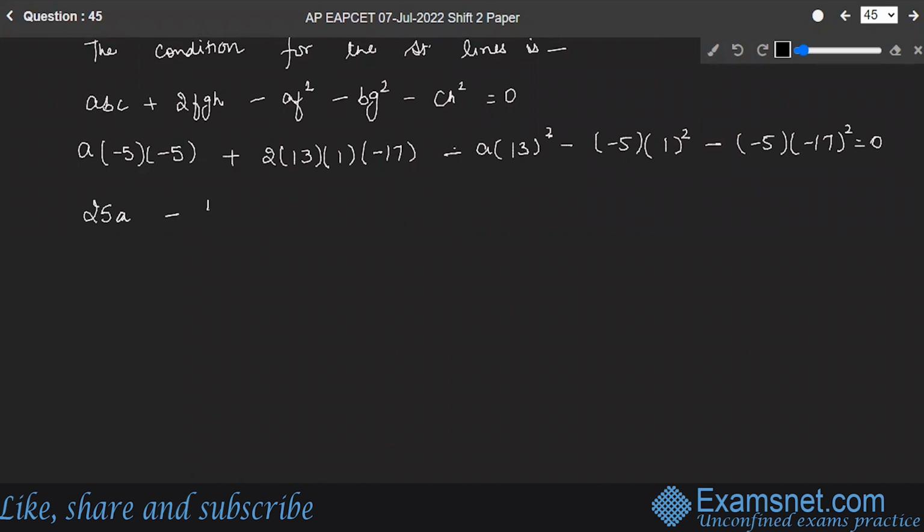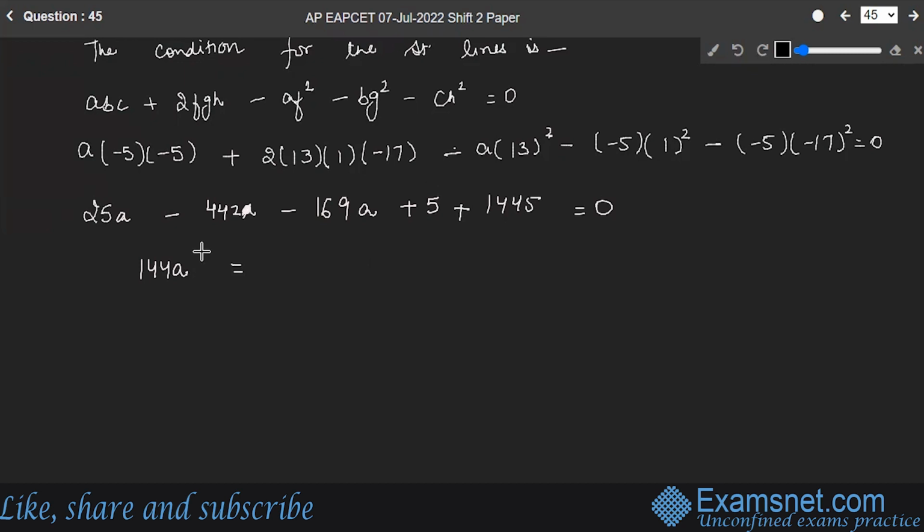25a minus 442a, then minus 169 plus 5 times 17 squared. Let's multiply 17 squared by 5. This will be 1445. This should be equal to 0. Sorry, here there was no a. I just wrote it by mistake. So this gives you 169 minus 25. This gives you 144.